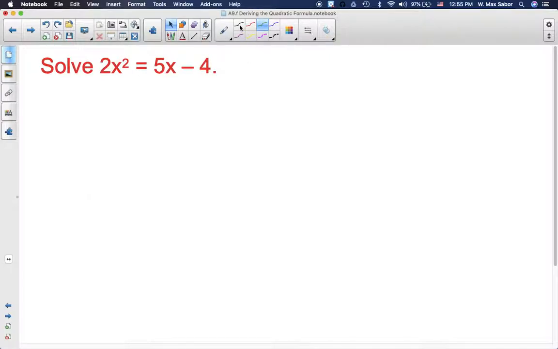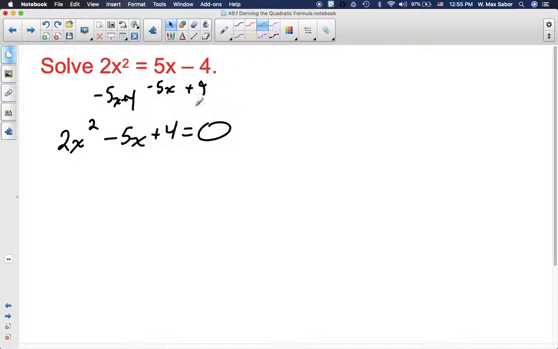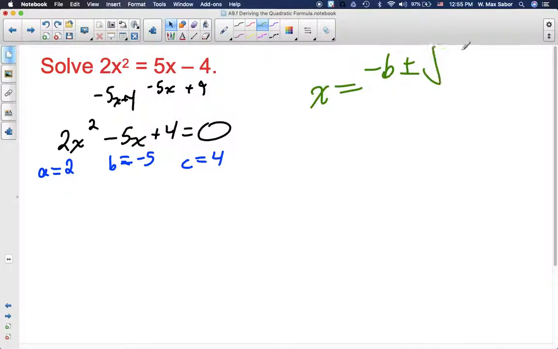So when we want to solve using the quadratic formula, we can get everything on the same side: subtract 5x and add 4. So this becomes 2x squared minus 5x plus 4 equals 0. Now we can identify a is 2, b is negative 5, c is 4 from the equation. Now we write the quadratic formula. x equals negative b plus or minus the square root of b squared minus 4ac all over 2a.